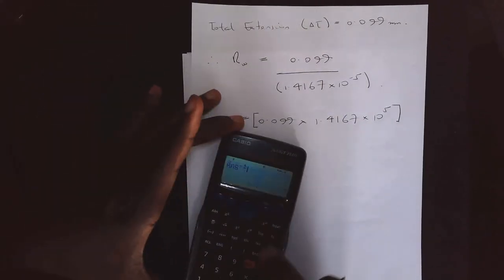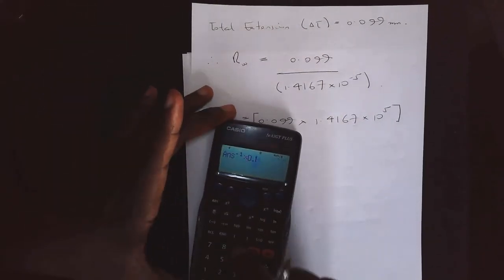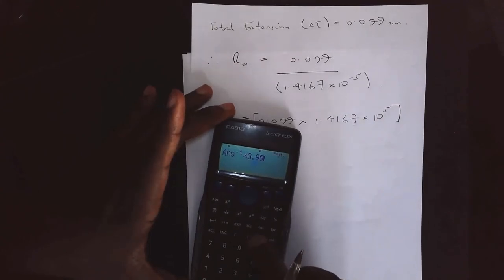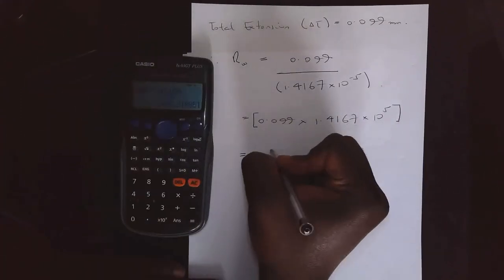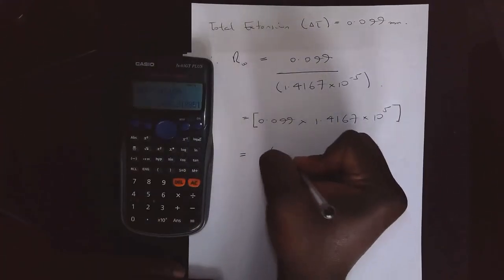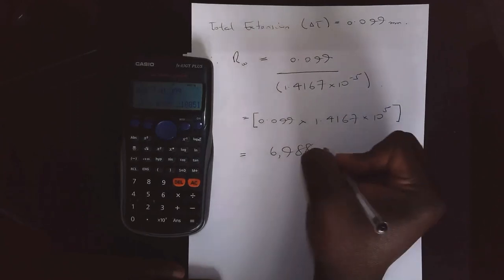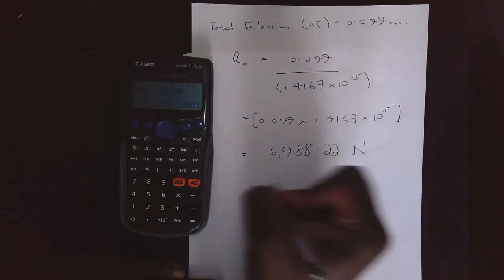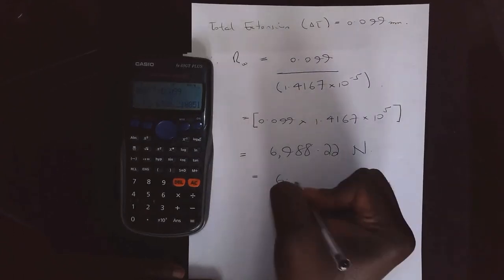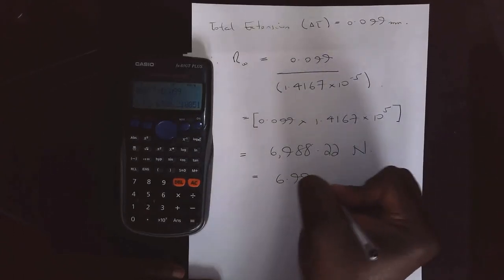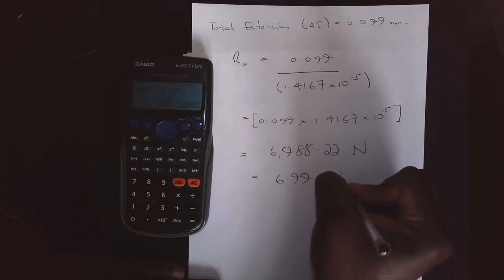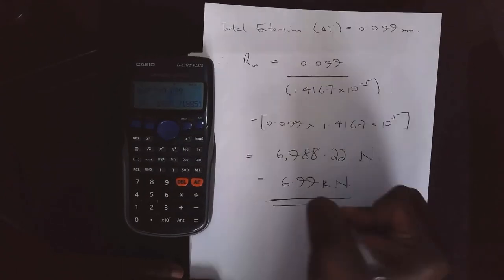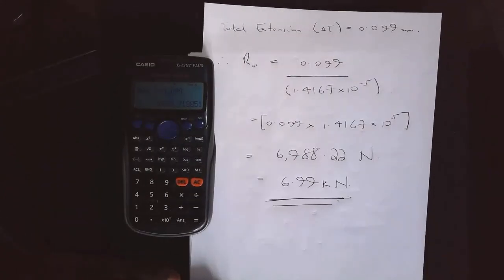So the inverse of that times 0.099 gives 6,988.22 newtons, which is the same as 6.99 kilonewtons. Okay, and there we have it.